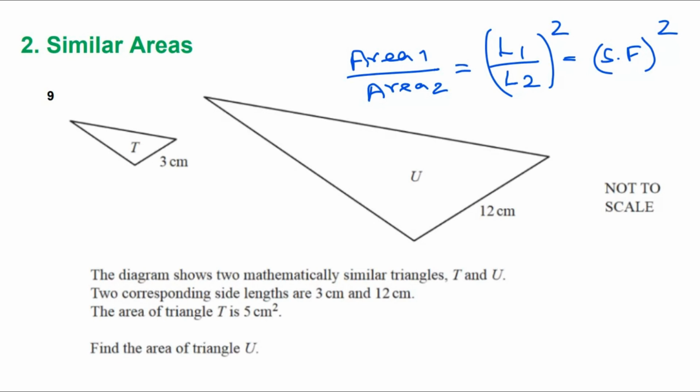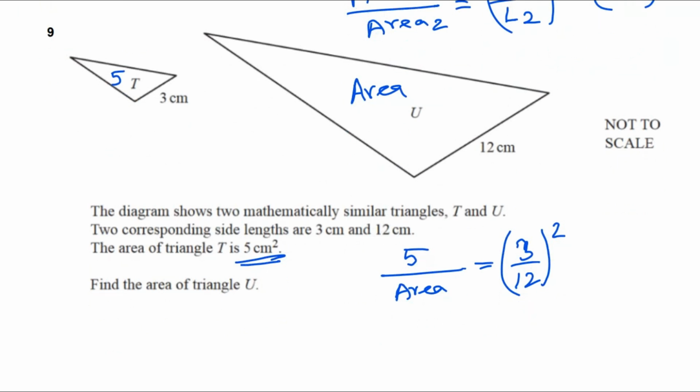The diagram shows two mathematically similar triangles T and U. Two corresponding side lengths are 3 and 12 centimeters. The area of triangle T is 5 square centimeters. Find the area of triangle U. So we need to find the area of this triangle. Okay. So we know the area of the first triangle is 5, divided by the area of the second triangle. Let's write this as area equal to the ratio of their lengths, 3 over 12, the whole square.